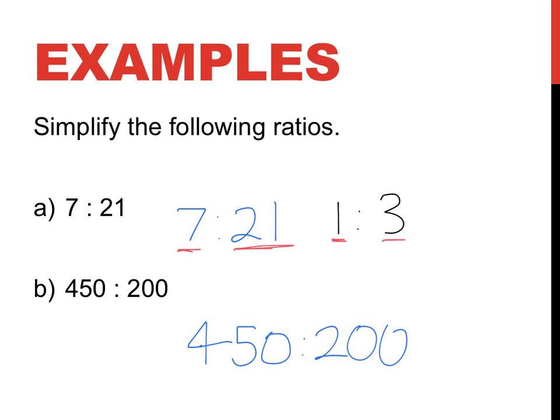Maybe 50. 50 goes into 450 9 times, and 50 goes into 200 4 times. So I can say for every 450 of something there's 200, or a more simple way I can say it, for every 9 of something, there's 4 of something else. That's simplifying ratios. So let's look for the highest common factor amongst my two numbers.